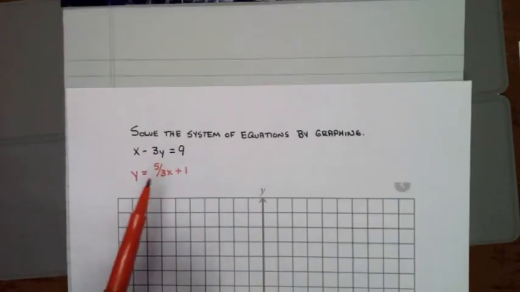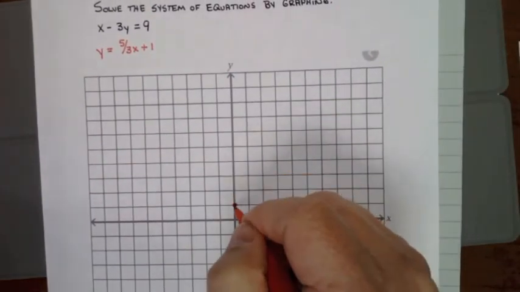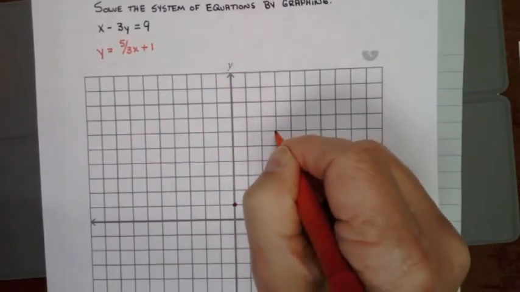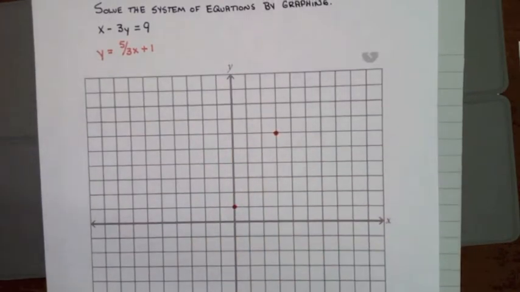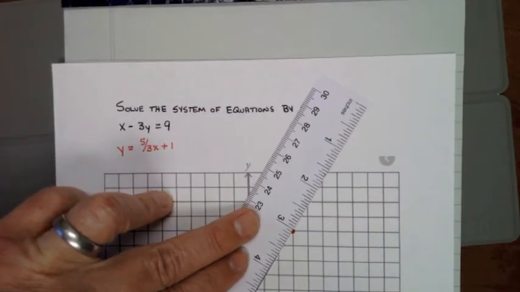Then I'm going to use the slope. Here's the slope. That's telling me to go up 5 over 3, and I'm going to do that from this point right here. Up 5, 1, 2, 3, 4, 5 over 3. 1, 2, 3. Go ahead and draw my red linear equation.